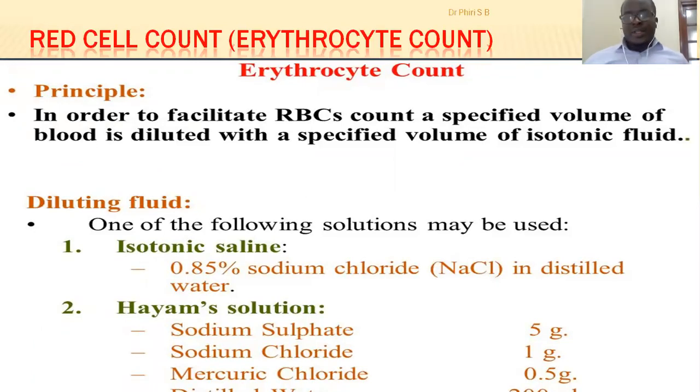So let's look at the principle of erythrocyte counts. The principle behind erythrocyte count. In order to facilitate red blood cell count, a specified volume of blood is diluted with a specified volume of isotonic fluid. So you need this diluting fluid that has to be isotonic.